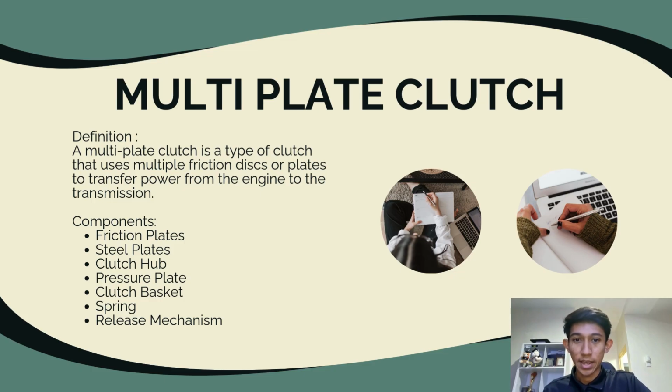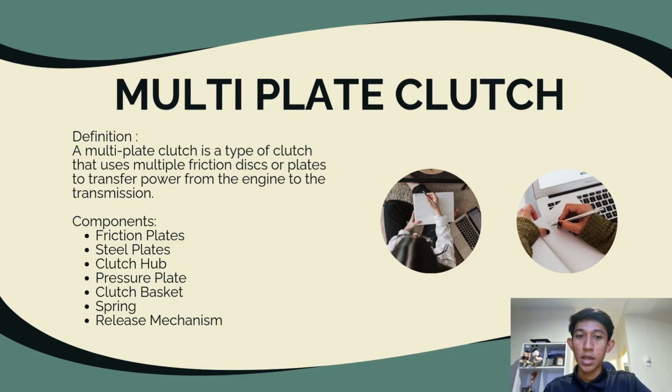when engaging. And next up, we have the steel plates, and these alternate with the friction plates and are a lot smoother, made from steel. They maintain clutch mechanical stability and transmit power from the friction plates. And next up, we have the clutch hub, which is the central part holding the clutch plates together.